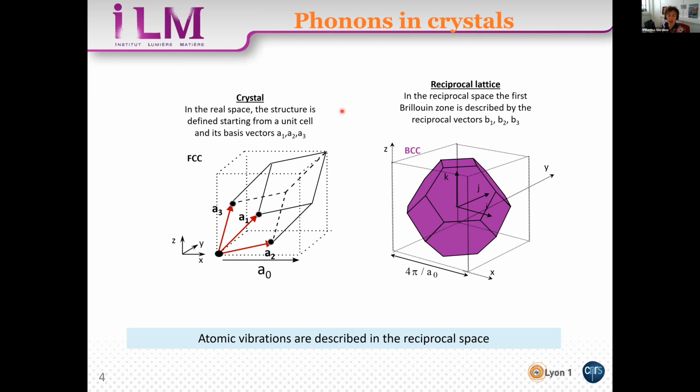Because crystals are periodic and ordered, we can identify a unit cell, which can be described by 3 basis vectors, and which is then periodically reproduced in space. This allows us to Fourier transform and obtain the reciprocal lattice, which corresponds to the real space lattice, but in the reciprocal, that is wave vector space, where we also have a unit cell, the Brillouin zone, which is described by 3 basis vectors and periodically reproduced. So atomic vibrations are described in this reciprocal space.